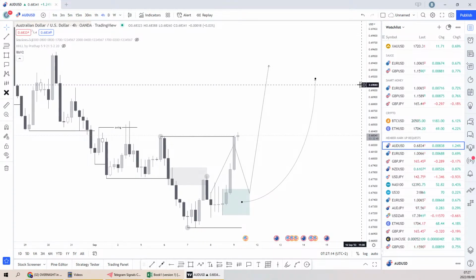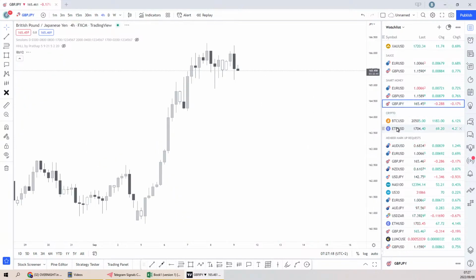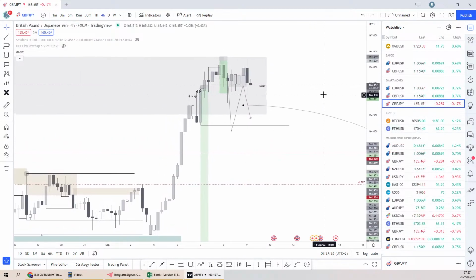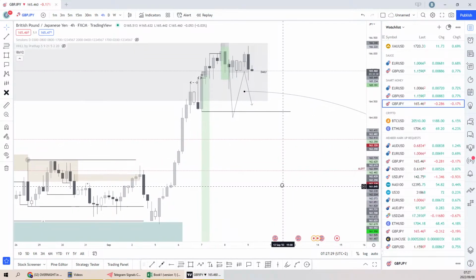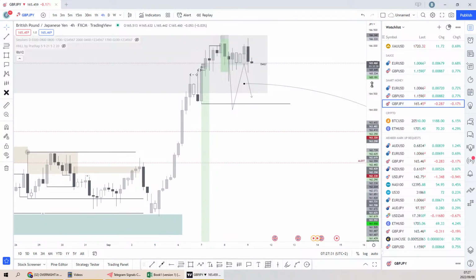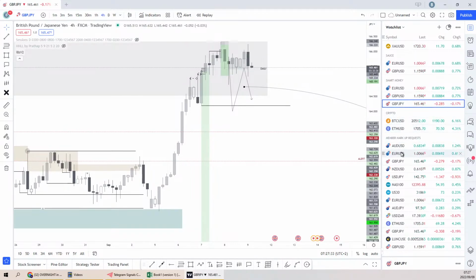Ethan, what are your plans for the weekend? GBP JPY. Yeah, I think we will definitely see some bearish momentum out of this daily supply. Definitely think so. Yep, yeah, I'm not doing much.